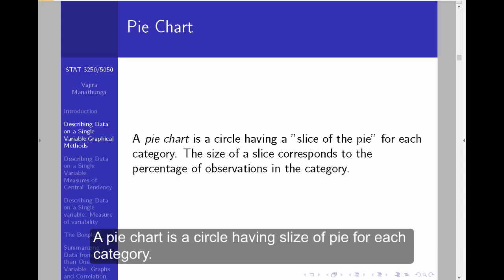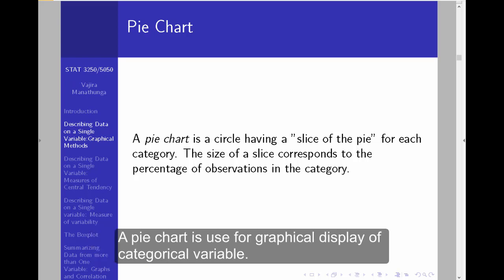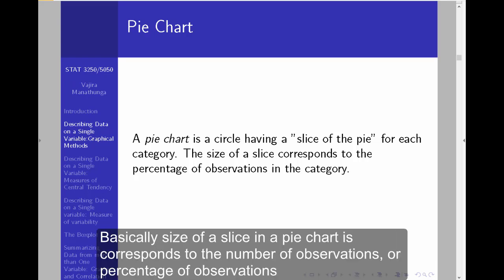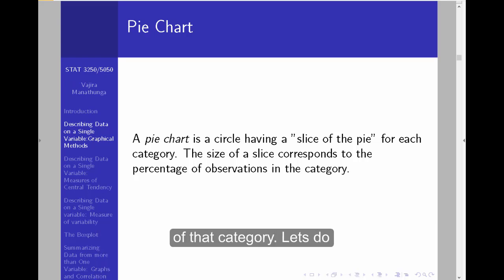A pie chart is a circle having a slice of pie for each category. A pie chart is used for graphical display of a categorical variable, and I think everyone has seen a pie chart before taking this course. Basically, the size of a slice in a pie chart corresponds to the percentage of observations of that category.